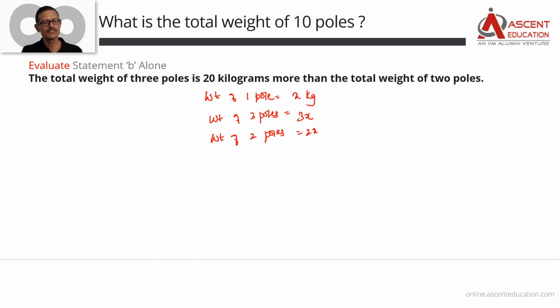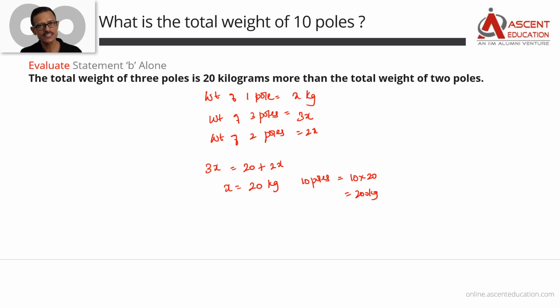நமக்கு இங்கே என்ன சொல்லியிருக்கான்? Weight of 3 poles which is 3x kgs is 20 more than weight of 2 poles. Take the 2x to the left hand side. 3x minus 2x will give us x. X is equal to 20 வரும். What is x? X is the weight of each pole. So ஒரு poleஓட weight 20 கிலோன்னு தெரியும். So 10 polesஓட weight எவ்வளவு இருக்கும்? 10 times this, which is equal to 10 into 20, which is equal to 200 kgs.